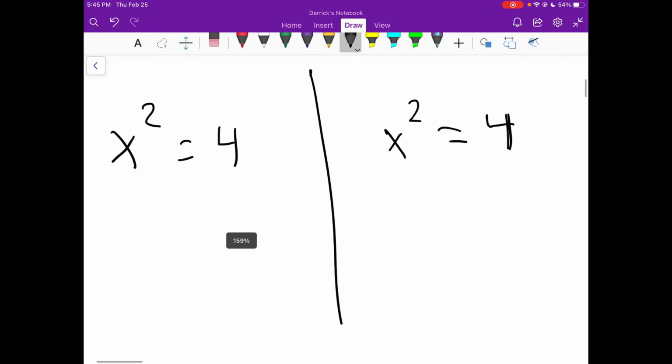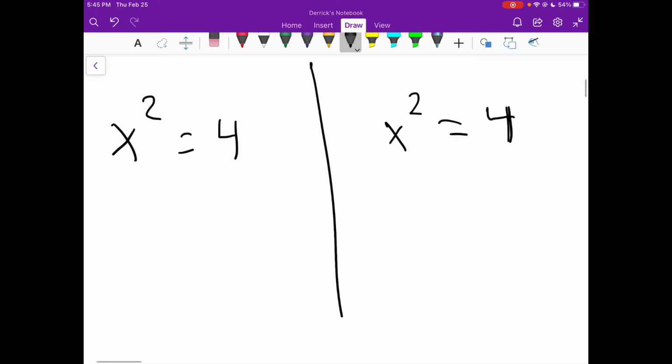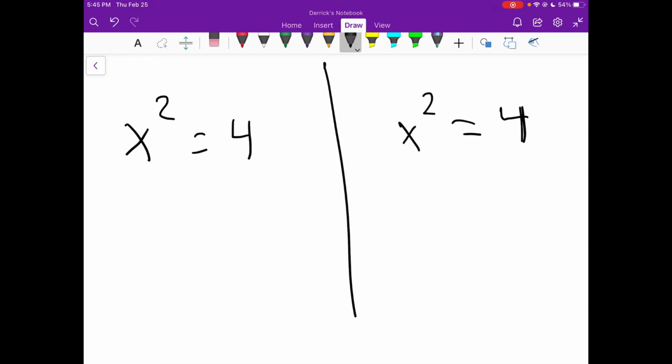Now let's talk about how to apply this with solving equations. Yes, I do have the same equation written here twice. We've talked about how to solve equations like this in the past, right? If I just said x squared equals 4, how do you solve that? I imagine most of you would probably answer, well, let's square root both sides, because that's the opposite of squaring.